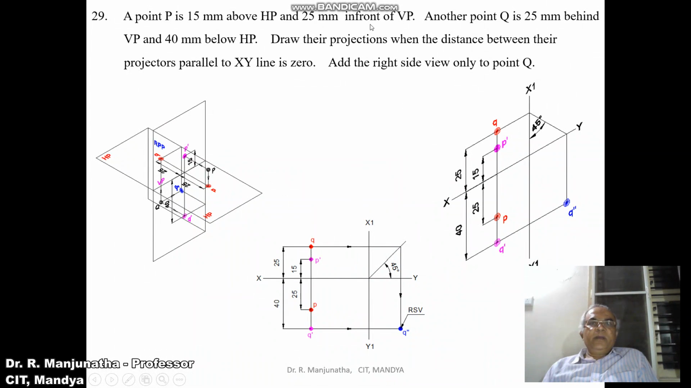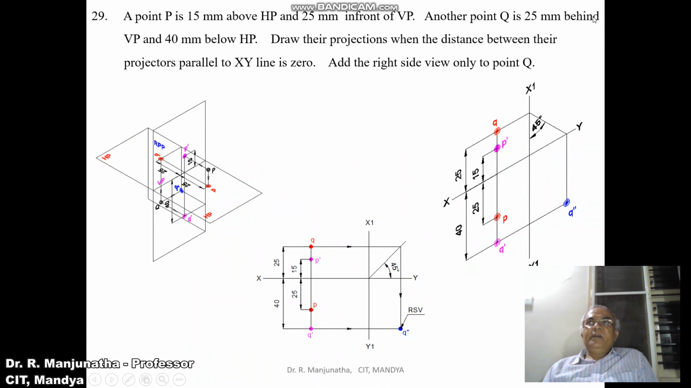And 25 mm in front of VP. In front of VP will always come below XY line. So from here you measure the distance of 25 mm and mark a point and name that point as small p, and show the dimensions of 15 and 25. And another point Q is 25 mm behind VP and 40 mm below HP. Draw the projections when the distance between their projectors parallel to XY line is 0. The distance between the projectors being 0 means we already have projector P. On that line only, you are going to get the projector Q also.